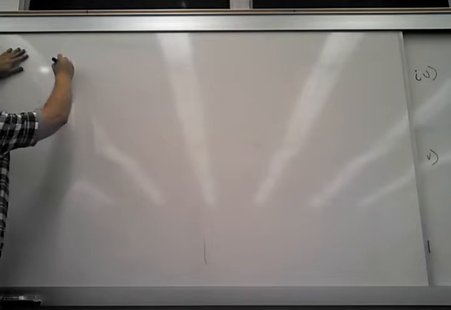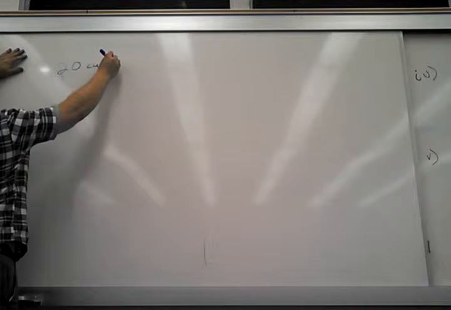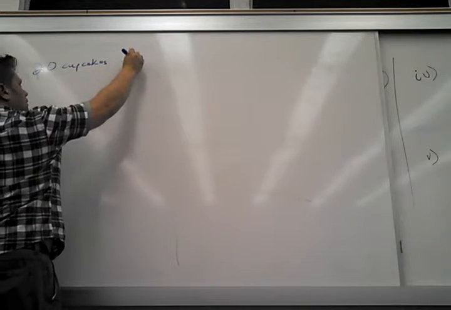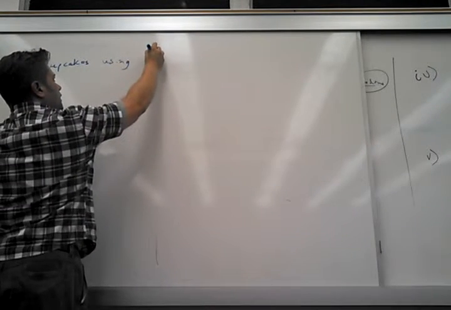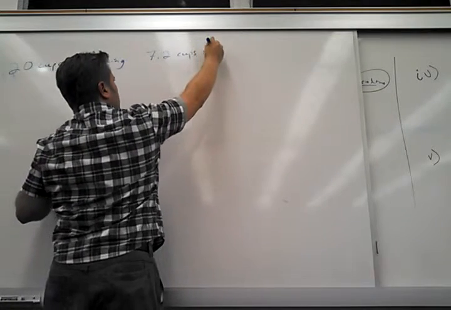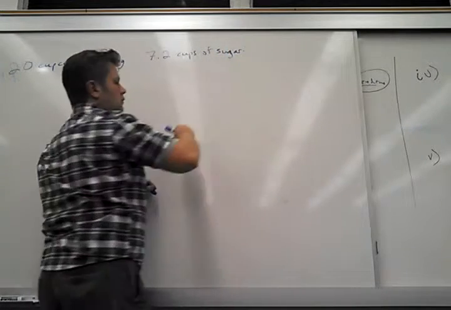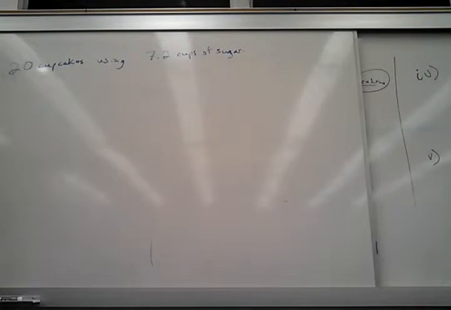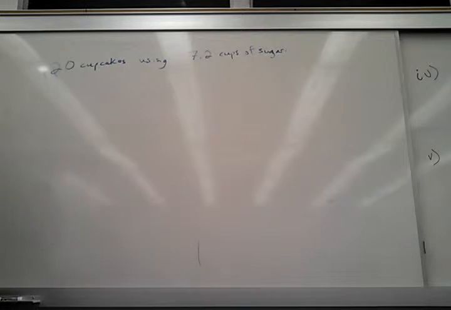But if a recipe says I could make, let's say, 20 cupcakes using, let's say, 7.2 cups of sugar. Oh my gosh, that's a lot of sugar. Hell yeah, man. I'm talking about the icing too. I mean, I'm old school. You make the cupcake, you make the icing from scratch. So let's say you had to get 87 cupcakes.